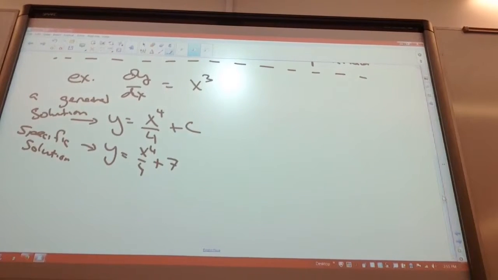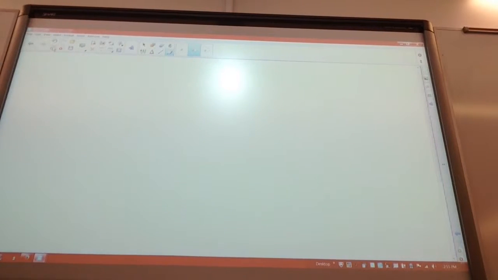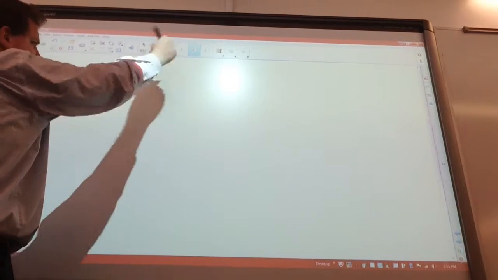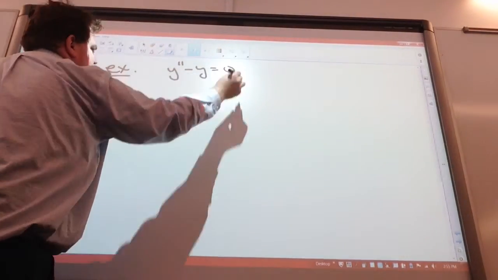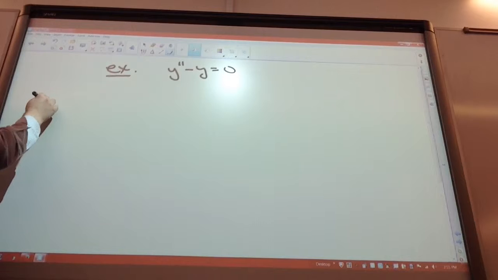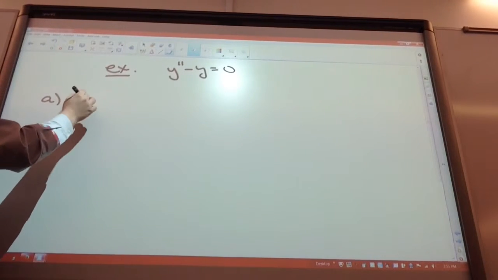Any questions about that so far? Okay. Let's look at an example of different types of solution sets that you might get. An example might be y double prime minus y equals 0, and you could be told to test which of the following work as solutions to this. Our first one is something like the sine of y is equal to sine of x.